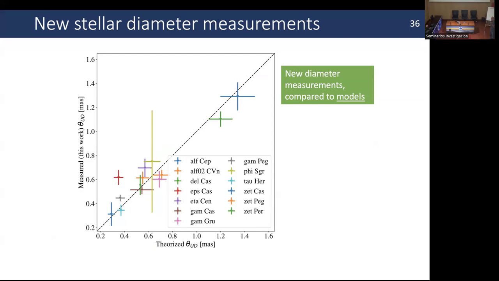The distance, the spectral type, and then the model can be more or less refined, right? Okay, so there are a few disagreements. In general, the models are okay.